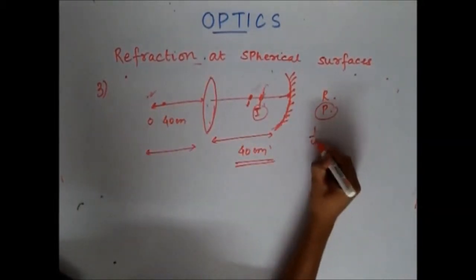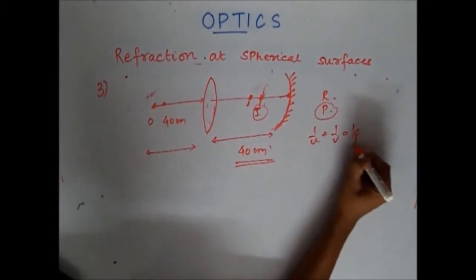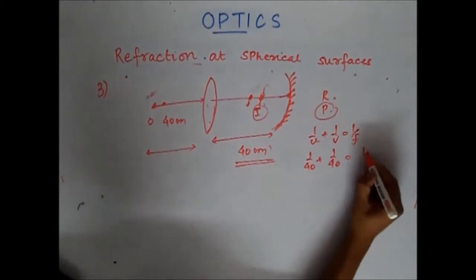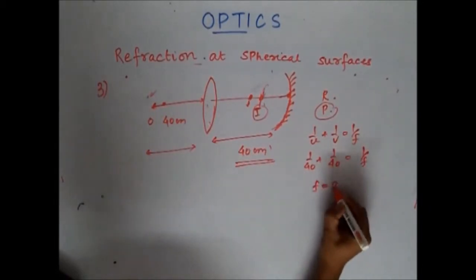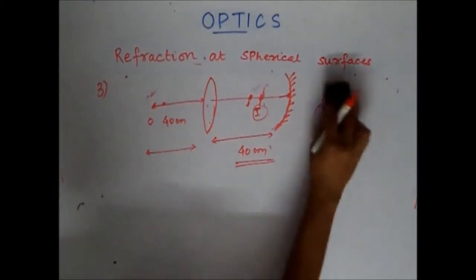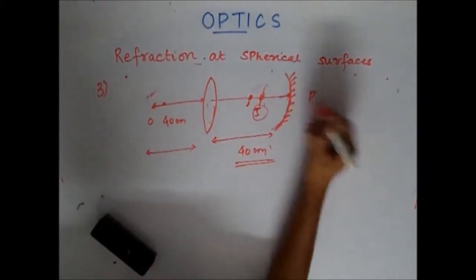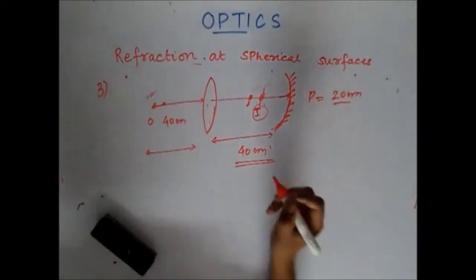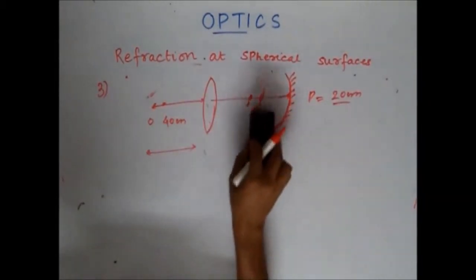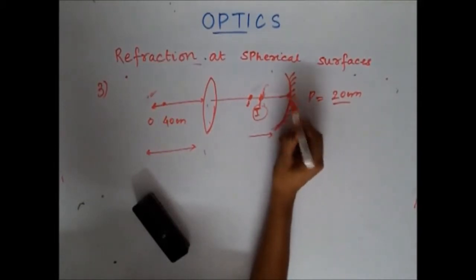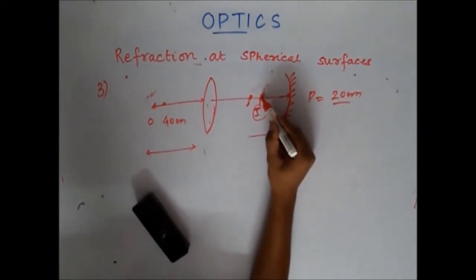So, which means 1 by u plus 1 by v is 1 by f. 1 by 40 plus 1 by 40 is equal to 1 by f, or f is 20 centimeter. So this is the first case. When the image is formed at the pole of the concave mirror, the focal length is 20 centimeter. Now, the other case is when the image is formed at the radius of curvature of the concave mirror. When the object is placed at the radius of curvature, the image is formed at the same place.